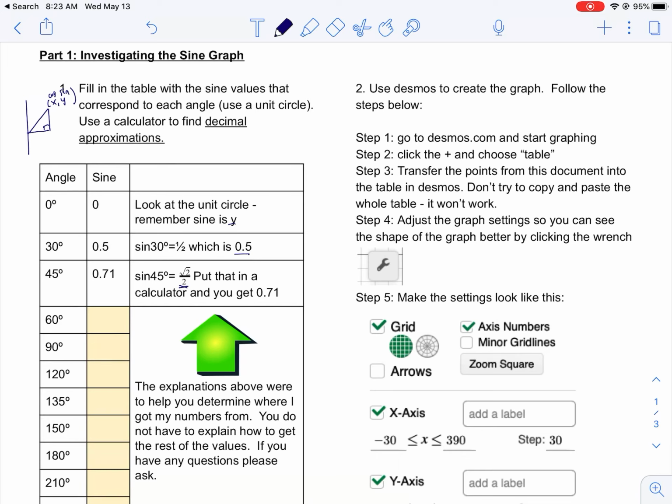So we found that at 0 degrees, the sine, the y value, is 0. At 30, the sine is the y value, which is 1/2. But if you put that in a decimal, that's 0.5. The sine of 45 is square root of 2 divided by 2. Now, if you put the square root of 2 divided by 2 in your calculator, you'll get 0.71.